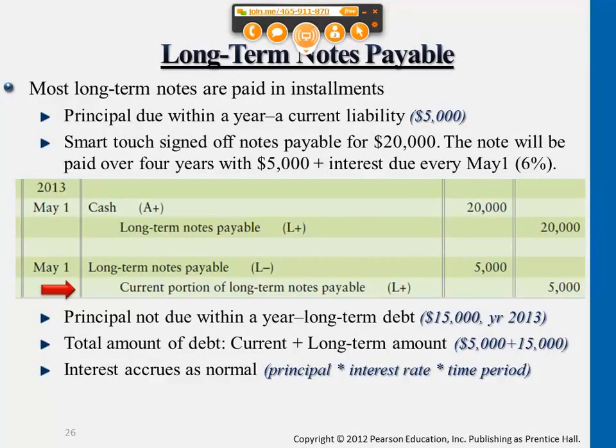Do we calculate interest based on 5,000 or 20,000?